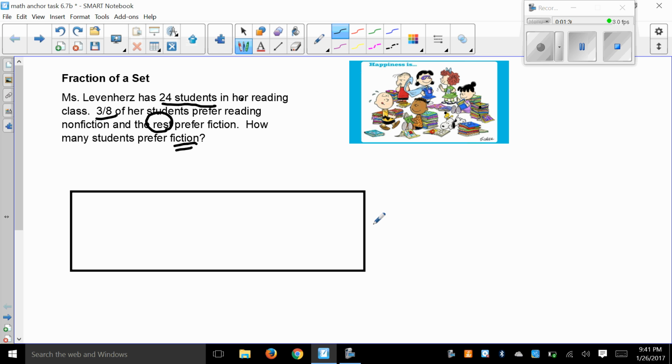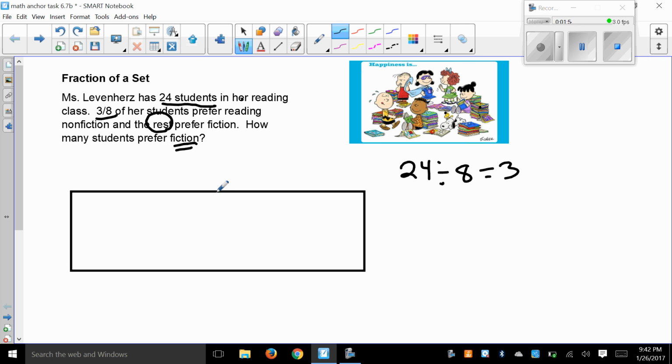So after I have a picture in my mind, I'm going to first find out what 1/8 of 24 is. Once I know what 1/8 is, I can use that to help me find 3/8. So I'll find 1/8 by doing 24 divided by 8 equal parts, and that's 6.